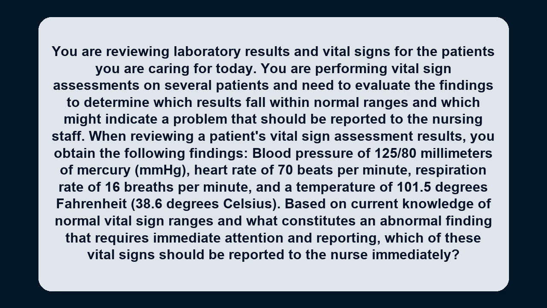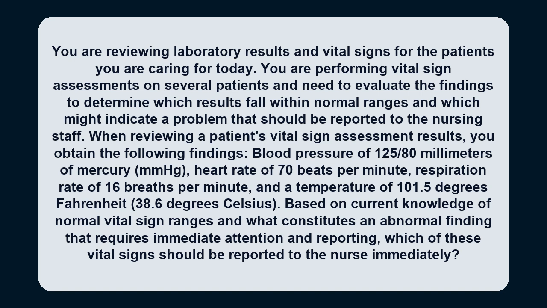Question 3. You are reviewing laboratory results and vital signs for the patients you are caring for today. You are performing vital sign assessments on several patients and need to evaluate the findings to determine which results fall within normal ranges and which might indicate a problem that should be reported to the nursing staff. When reviewing a patient's vital sign assessment results, you obtain the following findings: blood pressure of 125/80 millimeters of mercury, mmHg, heart rate of 70 beats per minute, respiration rate of 16 breaths per minute, and a temperature of 101.5 degrees Fahrenheit, 38.6 degrees Celsius.